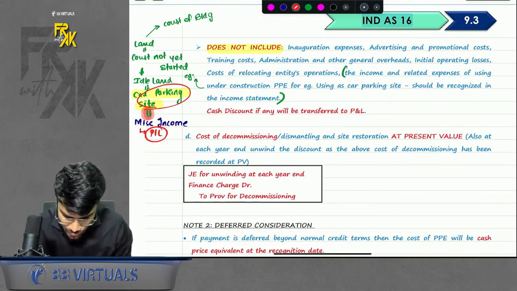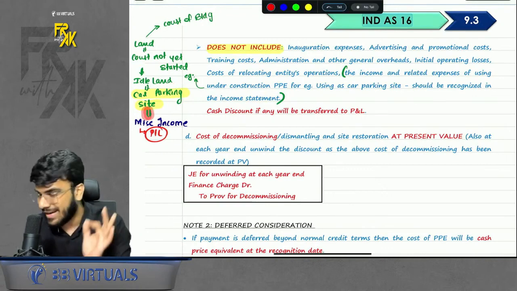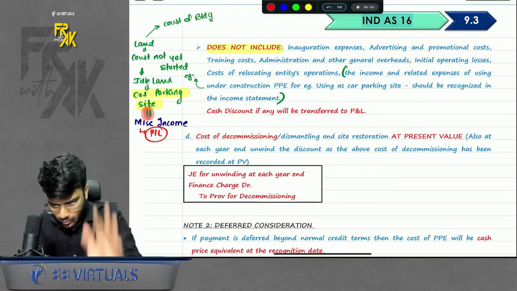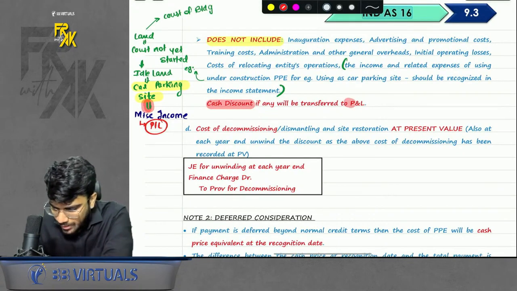So if a question tries to confuse you by giving any such miscellaneous income, please do not adjust it from the cost of the asset. Okay. Last point is, if there is any cash discount, you will have to transfer it to profit and loss.